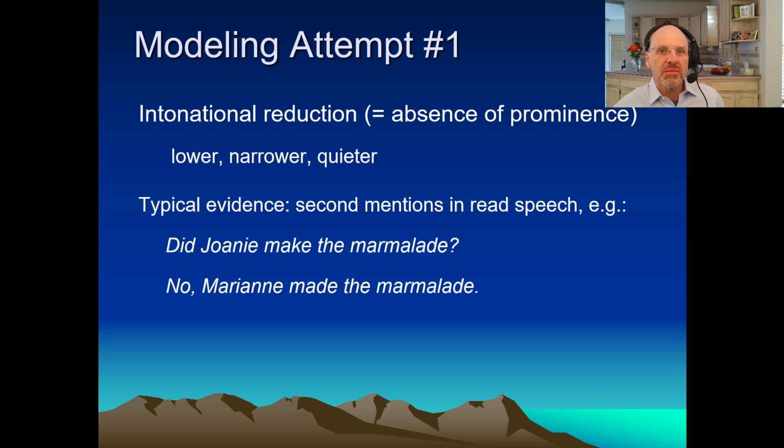And this work is done based on laboratory studies where we have people come into the lab and read sentences like, "Did Joni make the marmalade?" "No, Marianne made the marmalade." And reliably, the second occurrence of marmalade will be reduced, and it will have those intonation correlates that I mentioned.